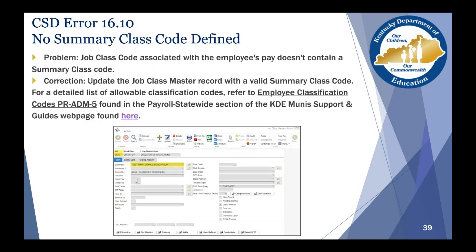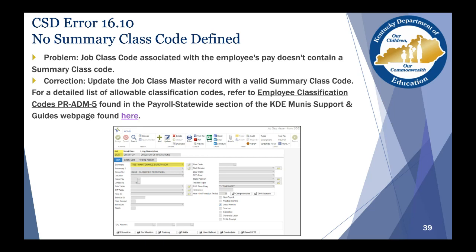Error 1610, no summary class code defined. The problem here is that the job class code associated with the employee's pay doesn't contain a summary class code. To correct that, go to Job Class Master, enter the correct code, and again, that same guide will have a list of allowable classification codes.